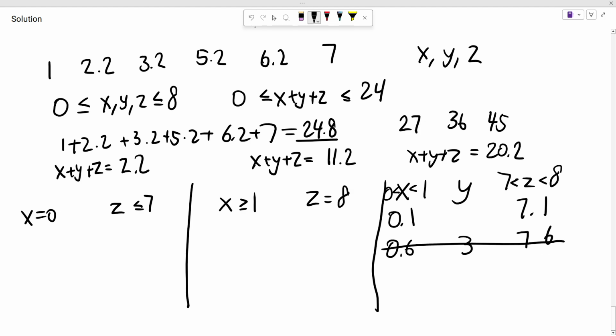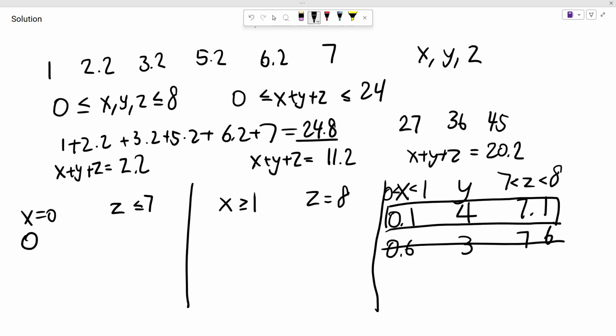If x is 0.1 and z is 7.1, we add up 7.2, which means y would equal 4. And this works. 4 would be the median, so this is a valid case. This is working. Now let's go over to this case.